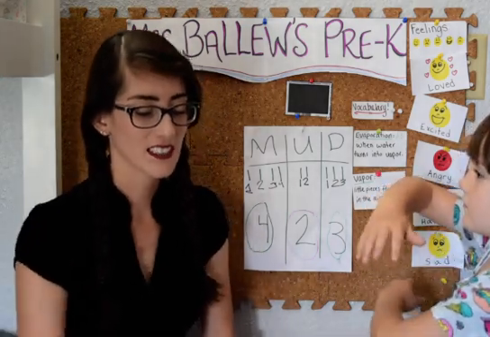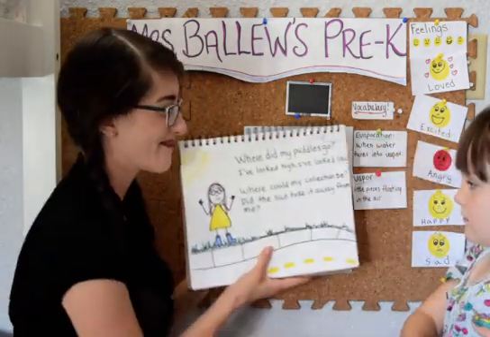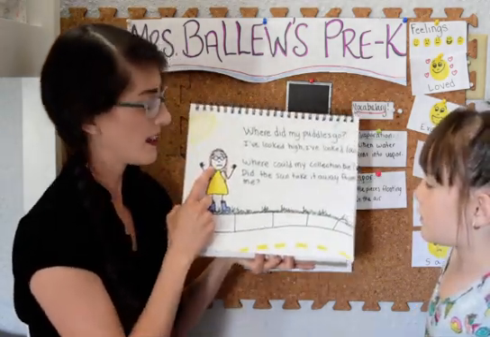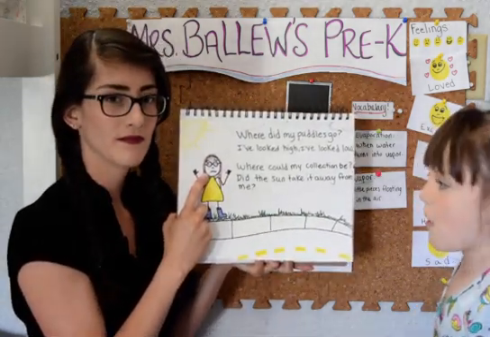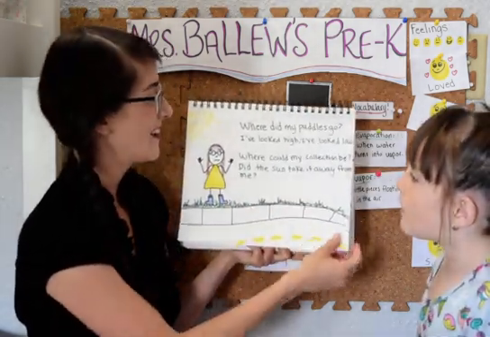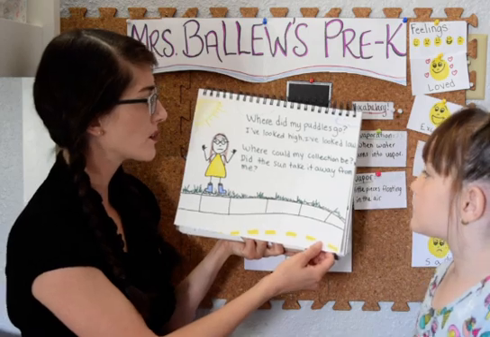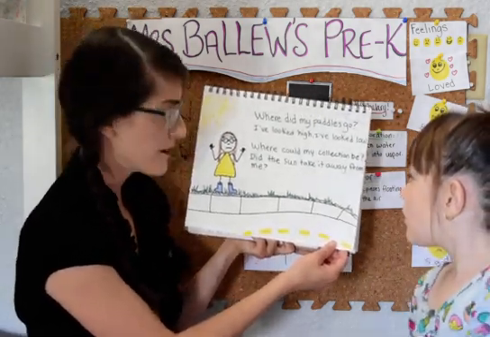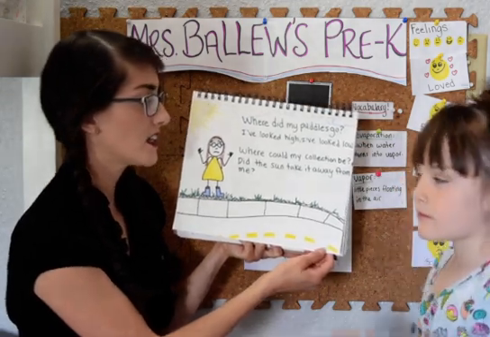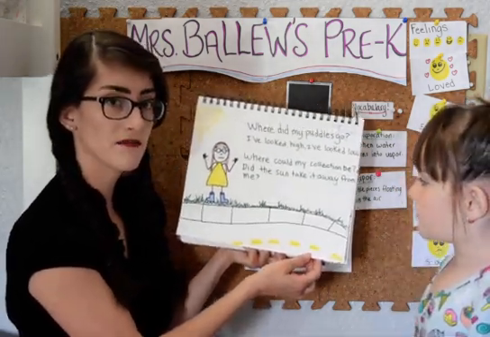So let's read our little story. Story time. How do I look? Do I look happy here? I don't look very happy. I wonder why. Let's find out. Where did my puddles go? I've looked high and I've looked low. Where could my collection be? Did the sun come and take it from me?